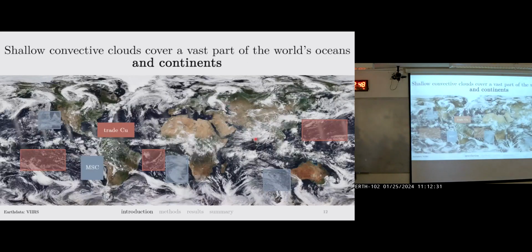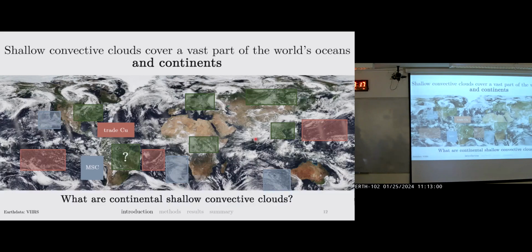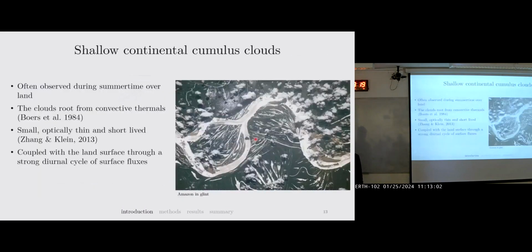So, again, going back to the snapshot, we now have some basic intuition about the context, the large-scale conditions, and the different climatic areas that we are observing, the trade cumulus, the marine stratocumulus. But what's going on over land? How do we generally characterize shallow convective clouds over land? We don't have a very robust and unified definition for this type of clouds. So what are continental shallow convective clouds?